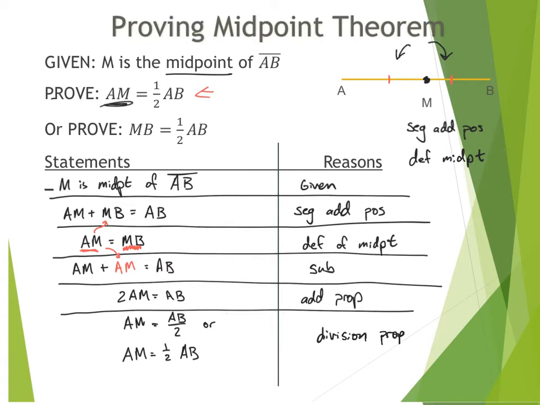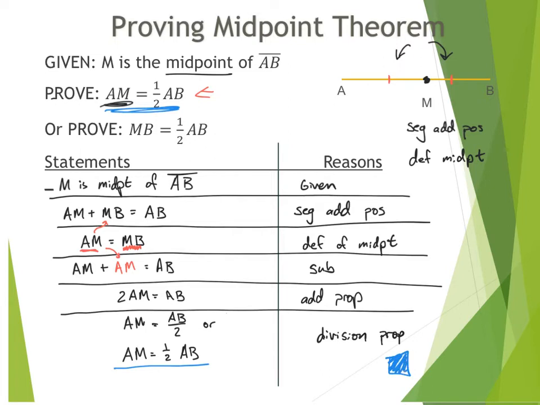Okay, now I'm going to check. I have my last line of the proof, AM equals 1/2 AB. That is the exact same thing as what I was trying to prove. So I can sign off and I'm done.